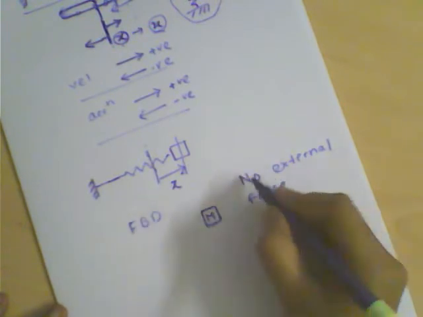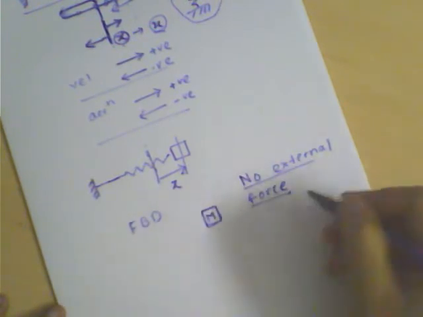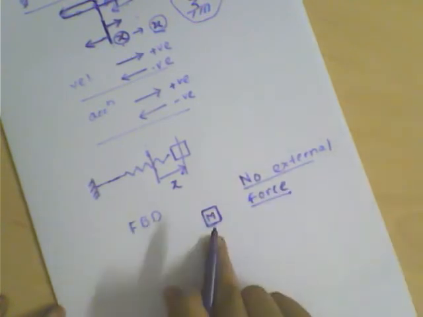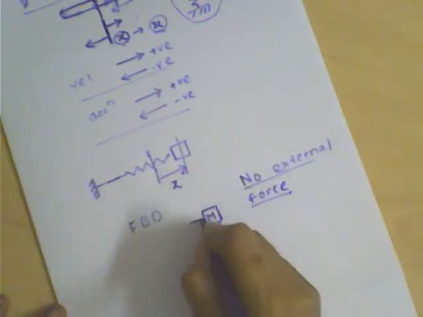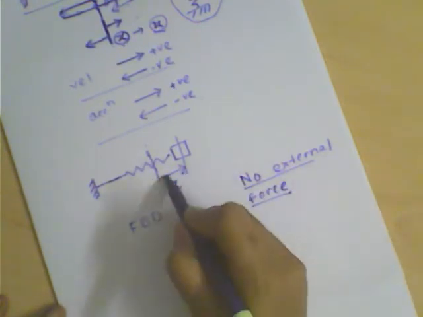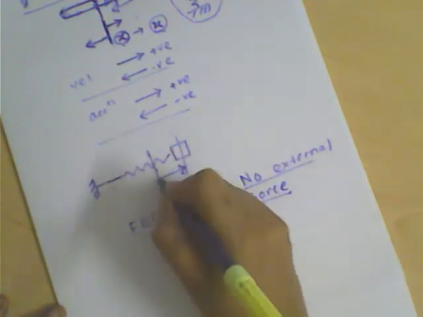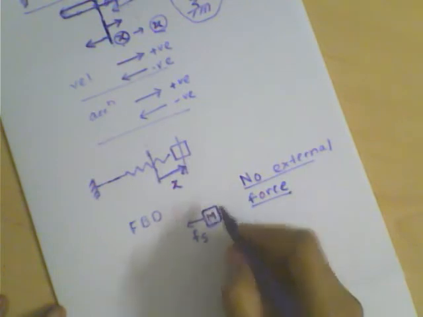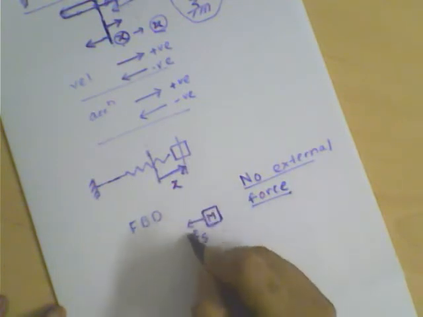Let's try to see what are the forces acting onto it. As we have said, there is no external force acting onto it, and there is no frictional force acting onto it. The only force which acts on this mass as of now is the force given by the spring. When you are displacing this mass in this way, that is towards the positive x side, the force which is acting onto it is Fs, and it is towards the mean position.